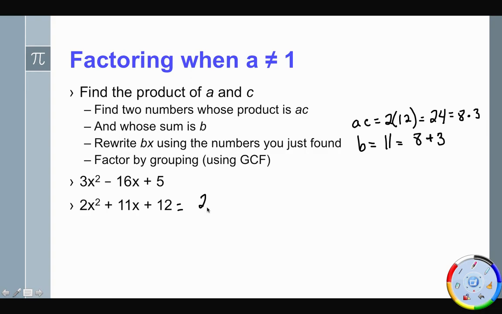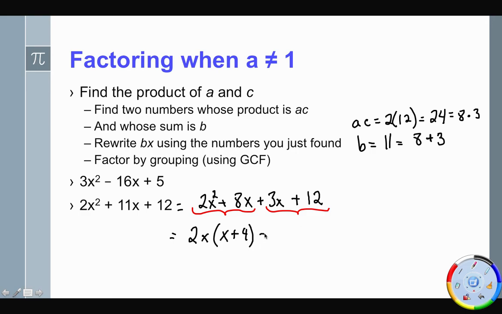and we're going to say this becomes 2x squared plus 8x plus 3x, splitting 11x into 8 and 3, plus 12. Then again, like we did in the last problem, we're going to GCF factor the first two and GCF factor the second two. The first two have 2x in common, and I get x plus 4. And the last two have a 3 in common, and I get an x plus 4.